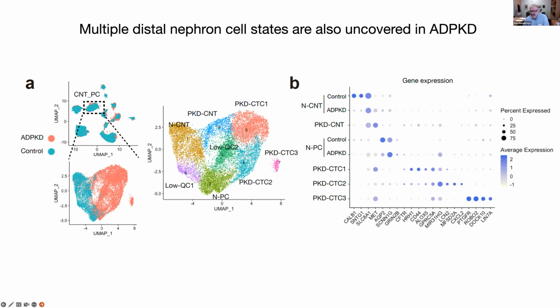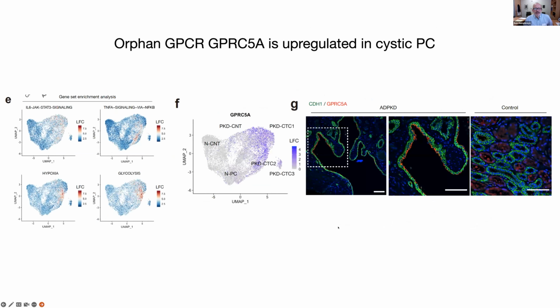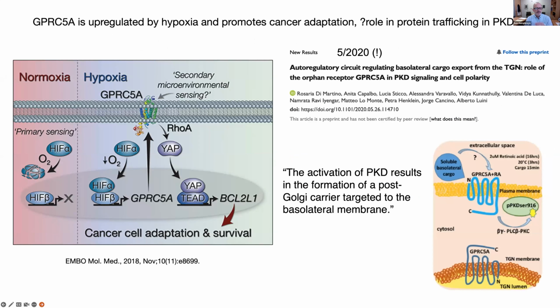And I want to focus on GPRC5A. This is an orphan G protein coupled receptor. You can see its expression is mostly in the principal cell clusters 1 and 2. It is this red, it's an apical receptor. Here we're co-staining for CDH1 and GPRC5A on this big cyst, and it's absent from control. And it's kind of an interesting gene. It's mostly described in cancer, where hypoxia upregulates this receptor, where it's hypothesized to be a secondary microenvironmental sensor, but its ligand is unknown, and it promotes fitness of these cancer cells.